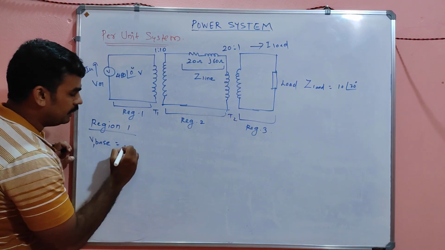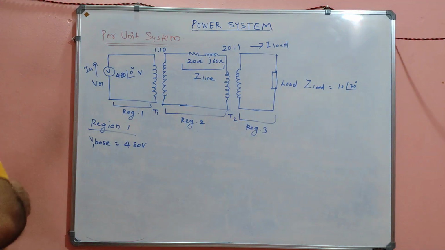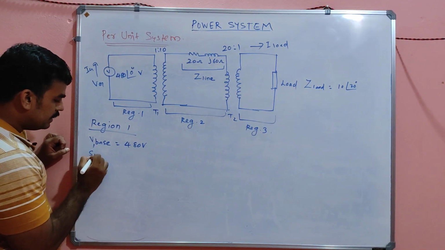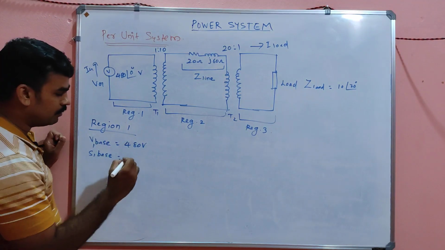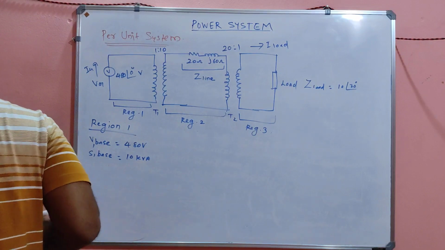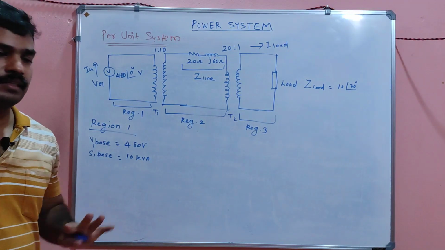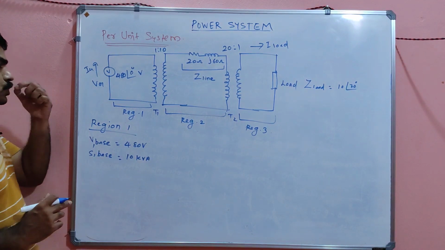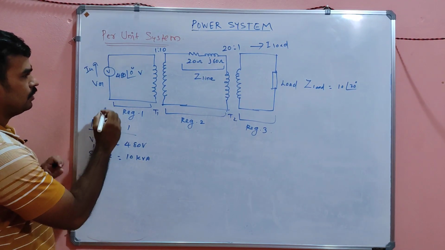V1 base is nothing but, my dear, 480 volt. It is given, correct? Yes, 480 volt. And S1 base is also given: you have to take S1 base as 10 kVA. So you have this already in the question itself. So what you have to do? You have to calculate what, my dear?